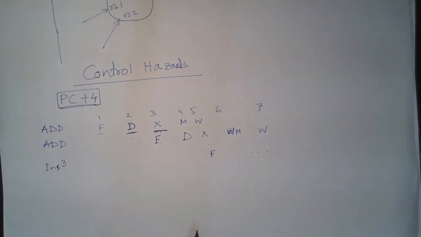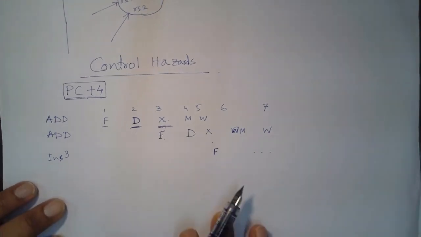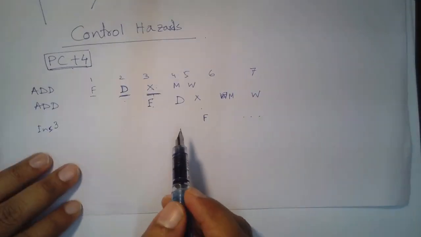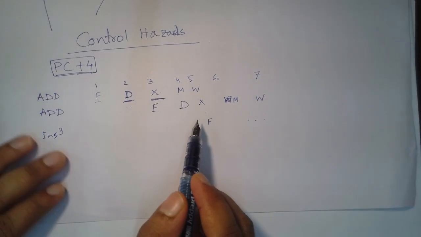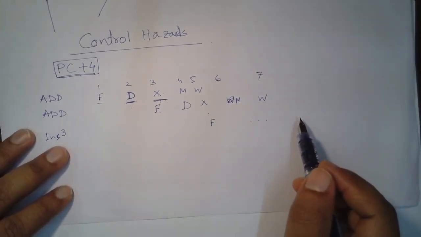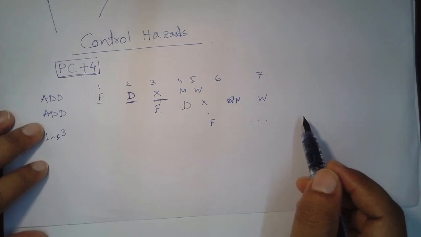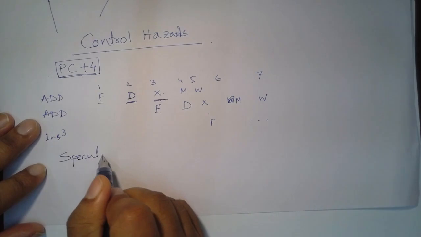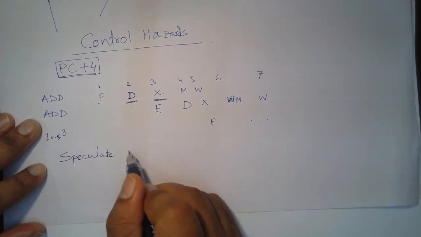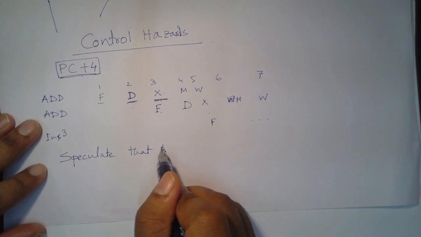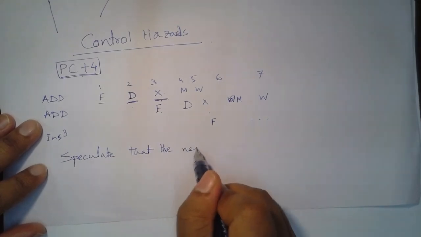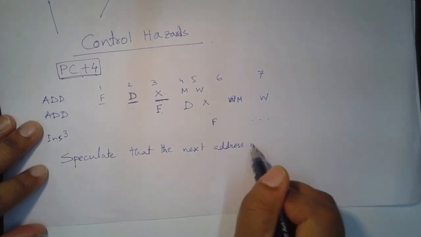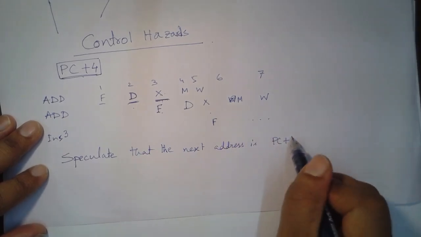Okay. So what we are saying is that instead of waiting till the execution stage to get the next PC accurately and then fetching the instruction, which will impact your performance significantly, the other way is that you speculate that the next instruction, or next address, is PC plus 4.